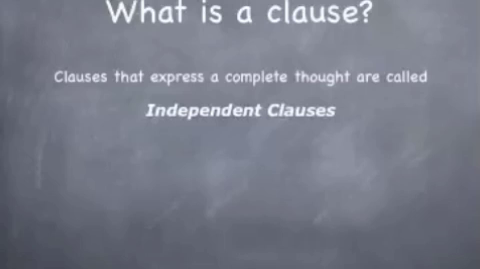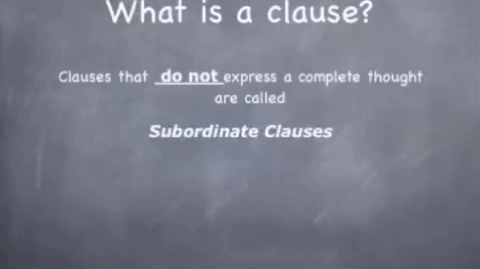Clauses that express a complete thought are called independent clauses. They can stand completely by themselves. In other words, an independent clause is a sentence. Clauses that do not express a complete thought are called subordinate clauses. In other words, they may contain a subject, they may contain a verb, but they don't express a complete thought, and therefore they're not a sentence, and that's what we would call a subordinate clause.